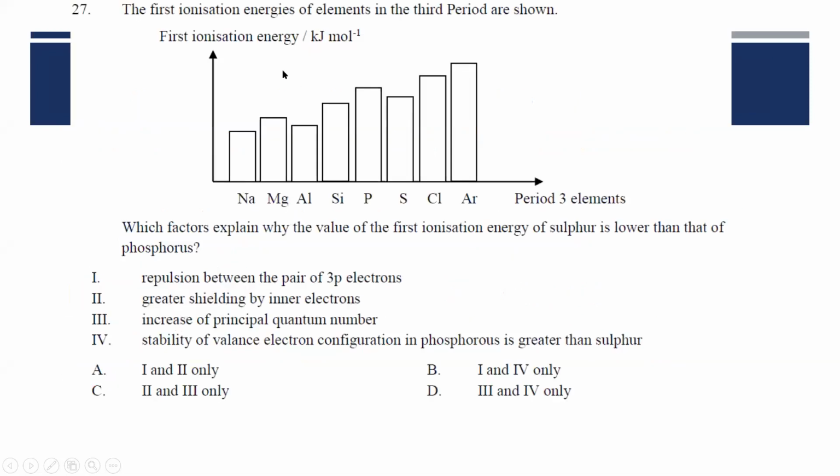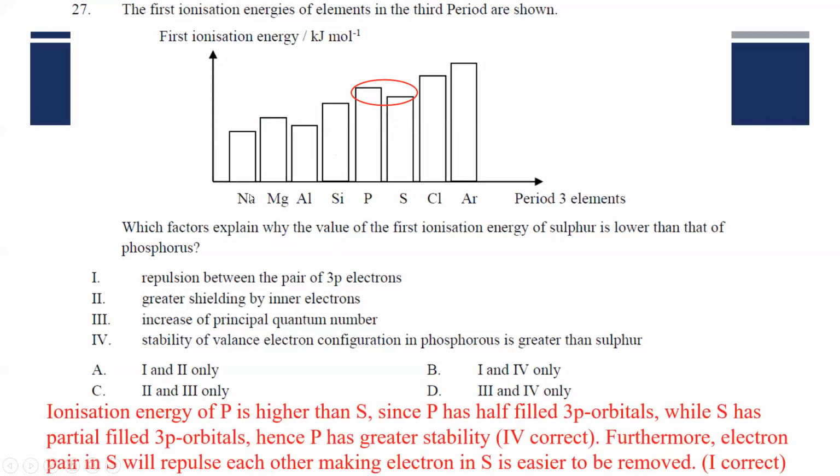Then as for 27, the first ionization energies of the elements are shown in the table below. This is for period 3. Which factor explains why the first ionization energy of phosphorus is higher than that of sulfur? Number 1, repulsion between the pair of 3p electrons. Don't forget that the valence electrons of phosphorus are 3s2, 3p3, and sulfur is 3s2, 3p4.